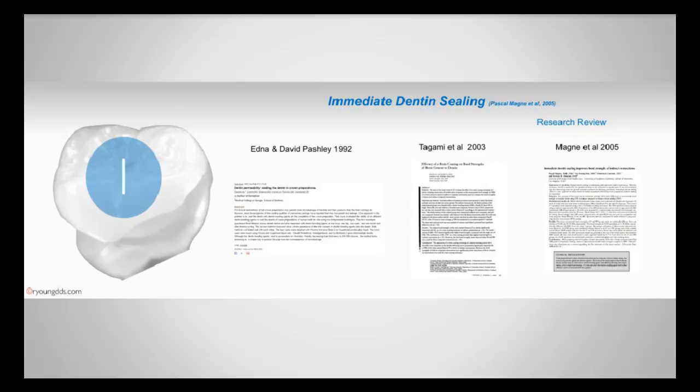And what it allowed us to do, we had sealed the dentin so we could cement our crowns with zinc phosphate even and not have post-op sensitivity in our full coverage crowns. And so that was the early years for me with immediate dentin sealing. And then it advanced.